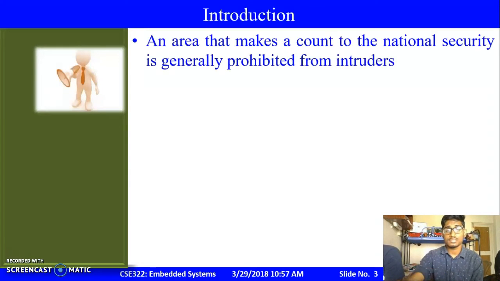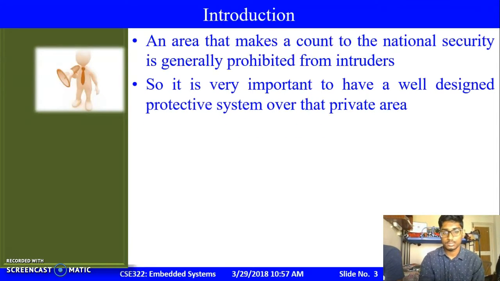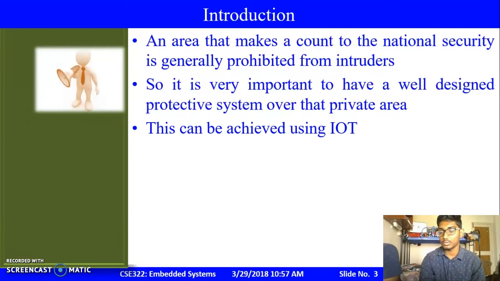Now, getting into the introduction. Basically, you're going to be in an area. In that area, if any intruder comes in, we're going to get a message alert. An area that is important to national security is generally prohibited to intruders, so it is important to have a well-designed protective system over the private area. This can be achieved using IoT.